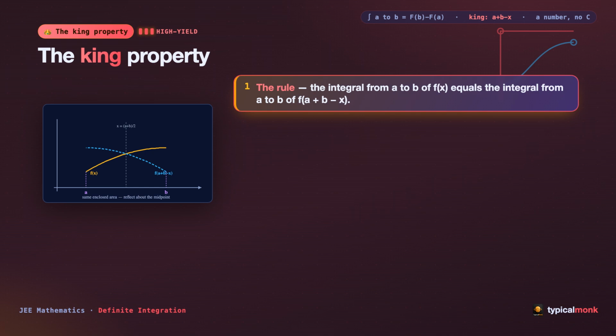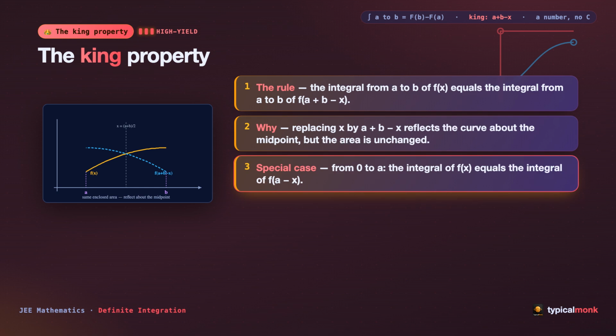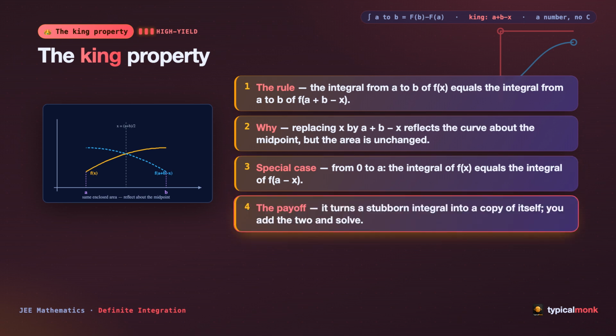Now, the crown jewel, the king property. Look at the picture. The rule: the integral from a to b of f of x equals the integral from a to b of f of a plus b minus x. Why? Replacing x by a plus b minus x reflects the curve about the midpoint of the interval, but the enclosed area is unchanged. Special case: from 0 to a, the integral of f of x equals the integral of f of a minus x. The payoff: it turns a stubborn integral into a copy of itself. You add the two copies and solve.